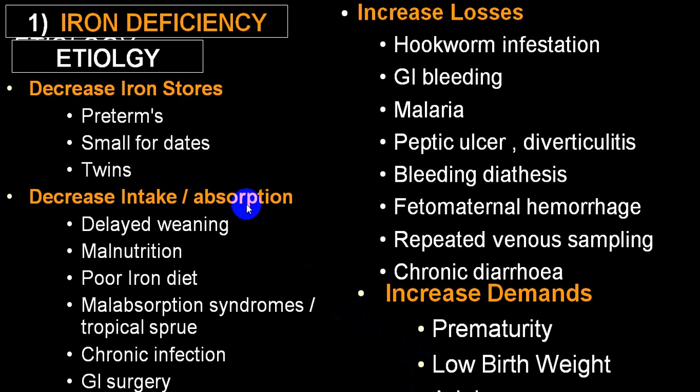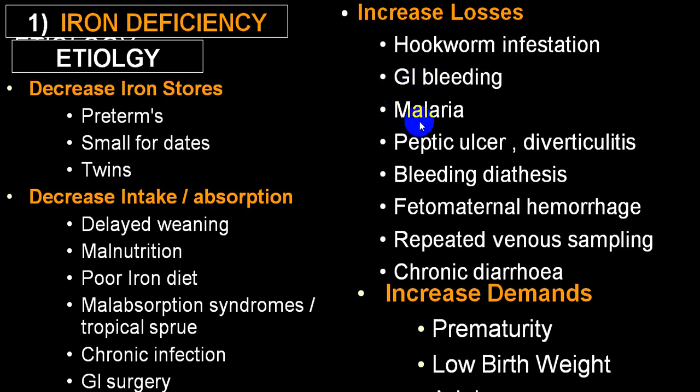Decreased absorption and decreased intake: delayed weaning, malnutrition, poor iron diet, malabsorption syndrome, particularly tropical sprue, Crohn's disease, chronic infection, GI tract surgery, etc. Increased loss is very common in India: worm infestation, particularly hookworm infestation, GI bleeding very frequently, piles, fissure, fistula, and upper GI bleeding, particularly in portal hypertension and also in GU and DU.